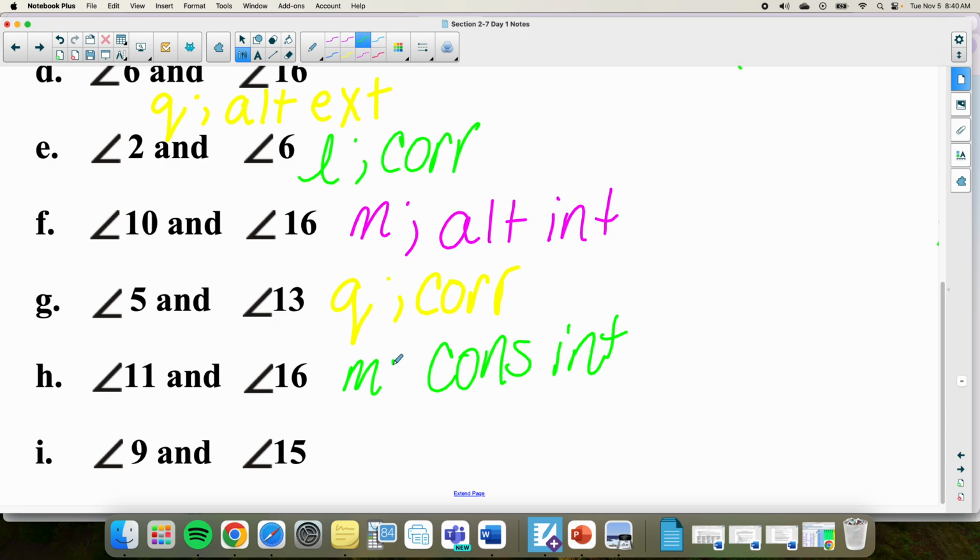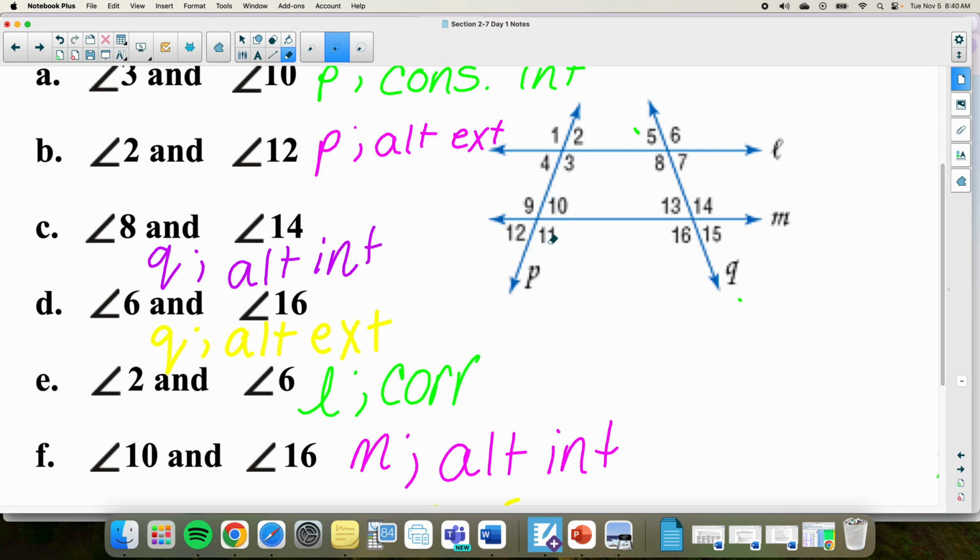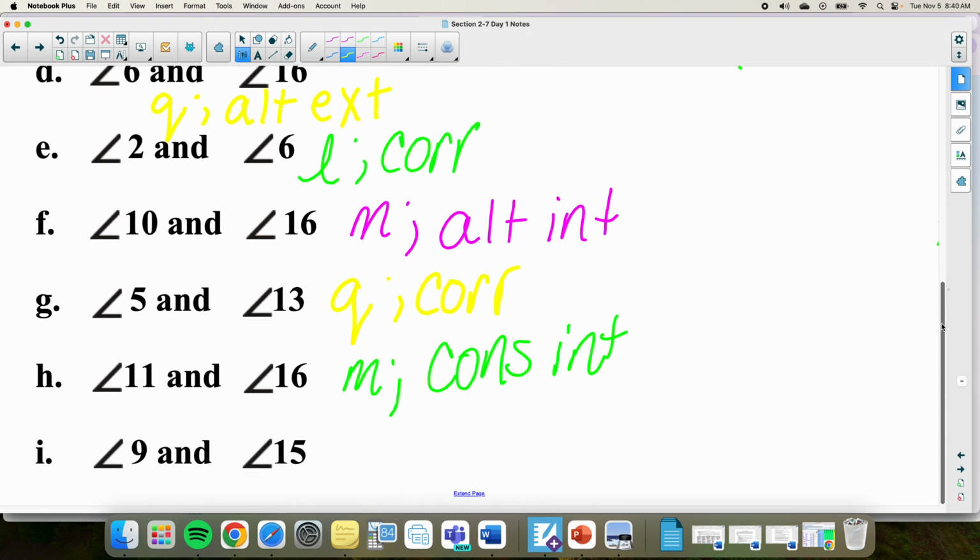Okay. One more, they're giving us 9 and 15. So if we look at 9 and 15, here's 9, here's 15. What's the transversal? M, and can you tell what kind? Alternate exterior, gentlemen. So M and alternate exterior.